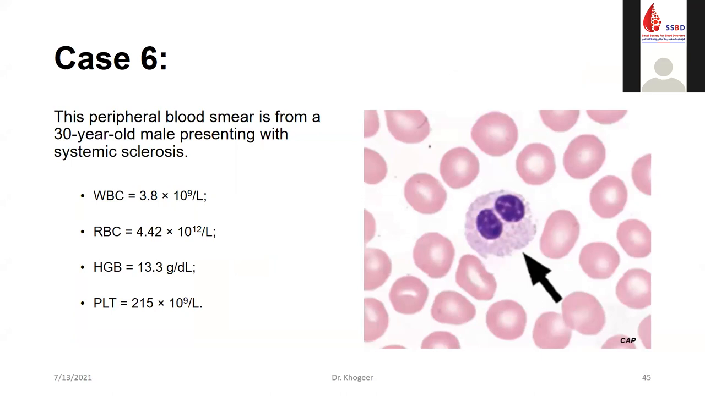Okay, next, case number 6. This peripheral blood smear is from a 30 year old male presenting with systemic sclerosis. His laboratory data shows mild leukopenia, with almost normal red blood cells, hemoglobin, and platelets. So any guess what the arrowed cell is? Any guess in the Q&A? Let's have some interaction.